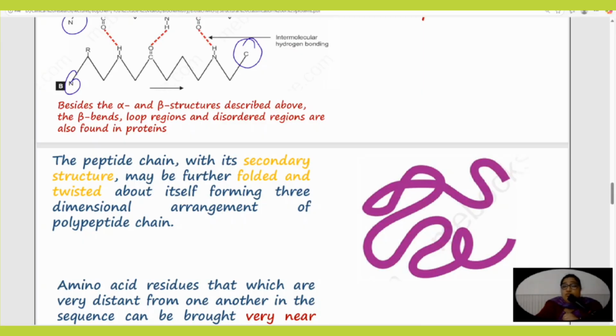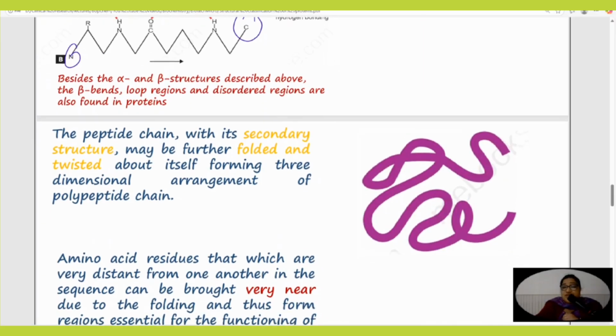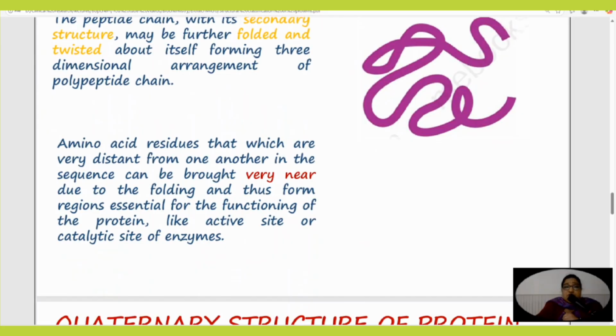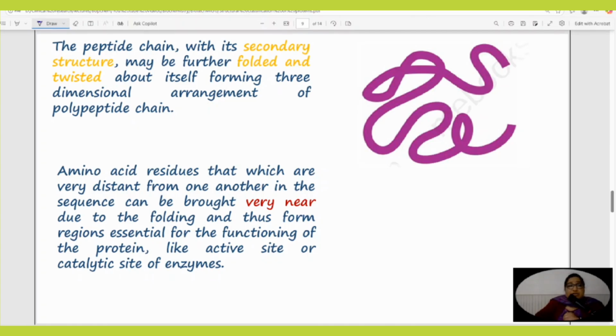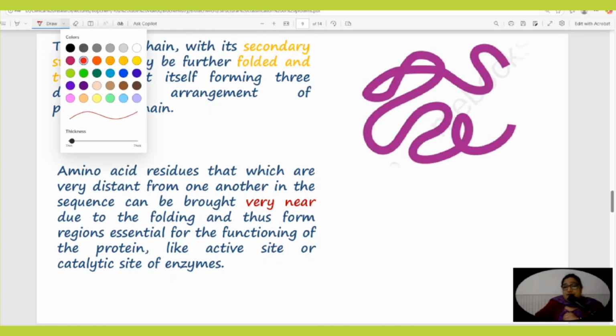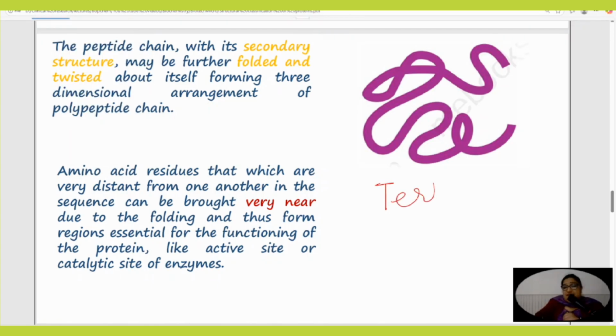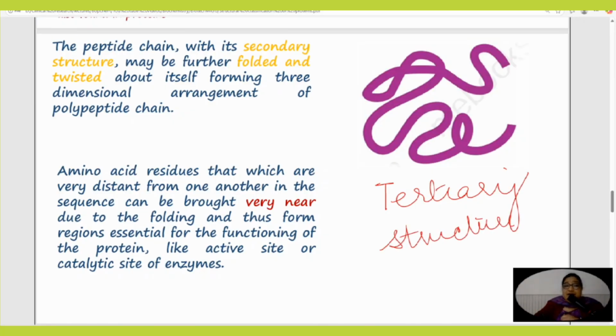Okay, now moving on to the tertiary structure. So this structure is the tertiary structure. I have not put the heading, so I might write it here. This structure is the tertiary structure. So the tertiary structure means that the secondary structure is folded now again.